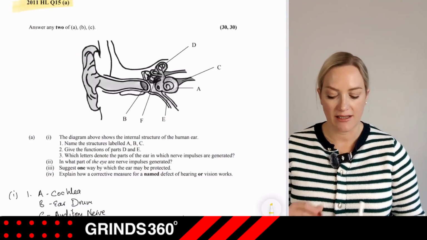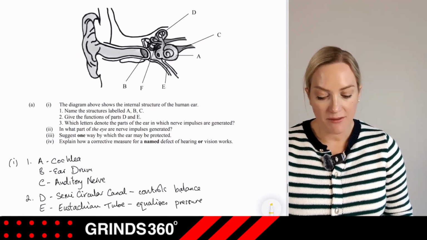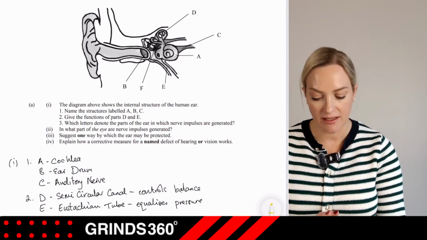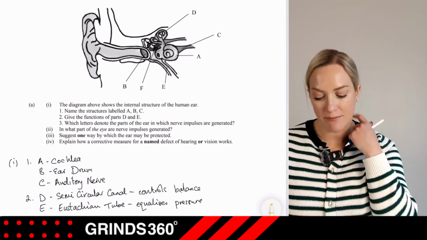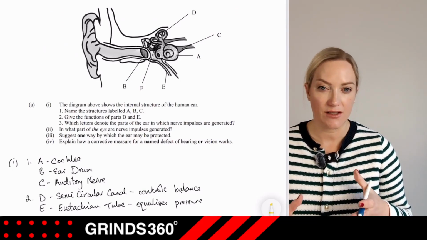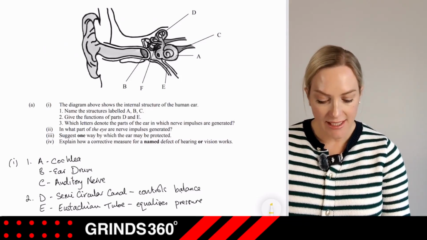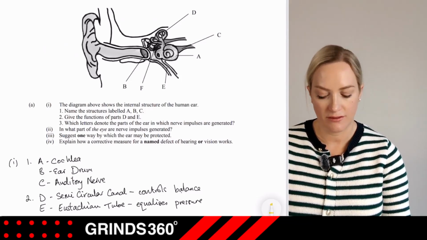The ear, here in 2011, is the question that I'm looking at. Here we have a diagram of the ear, and we're asked to label the parts of the ear. The diagram shows the internal structures of the human ear. Label the parts A, B, and C. A is the cochlea, which kind of looks like a snail's shell. B is our ear drum. And C, coming off from our cochlea, is our auditory nerve.